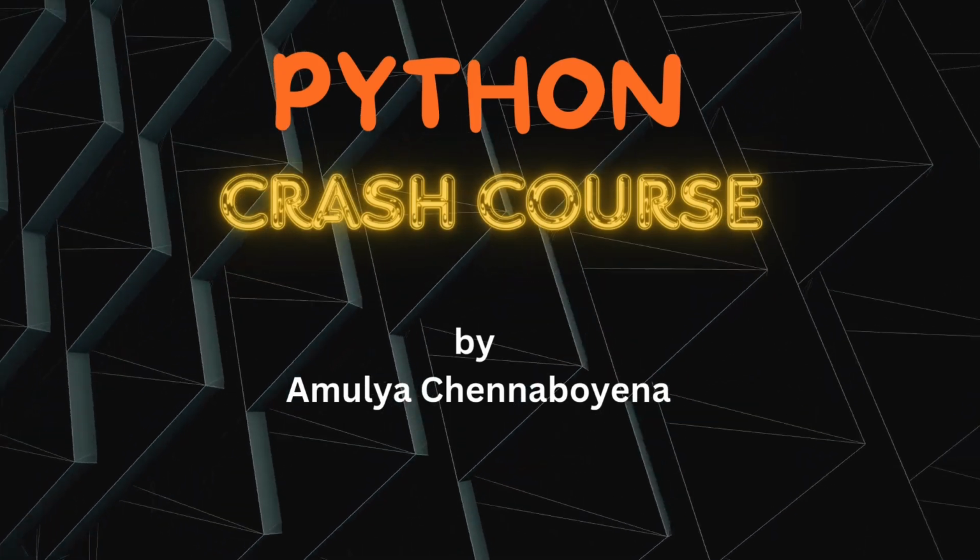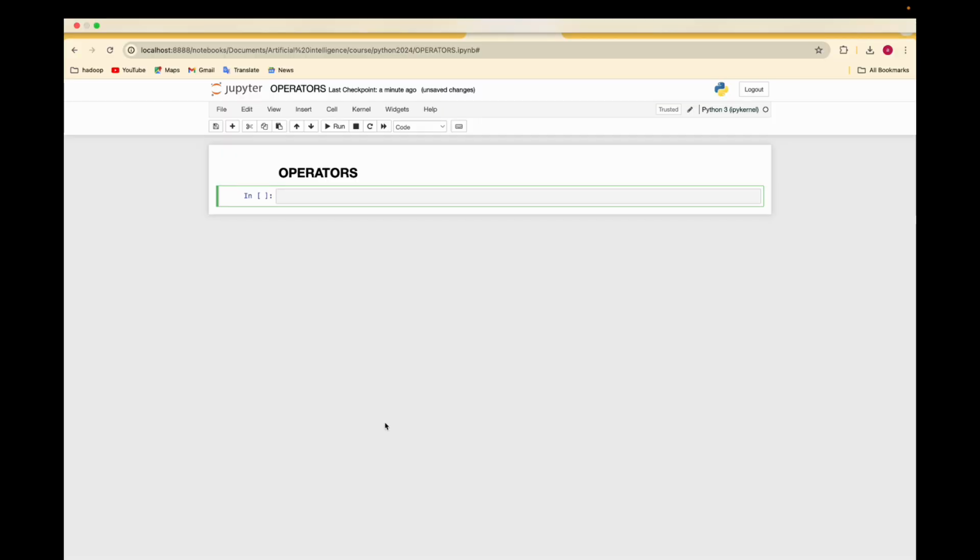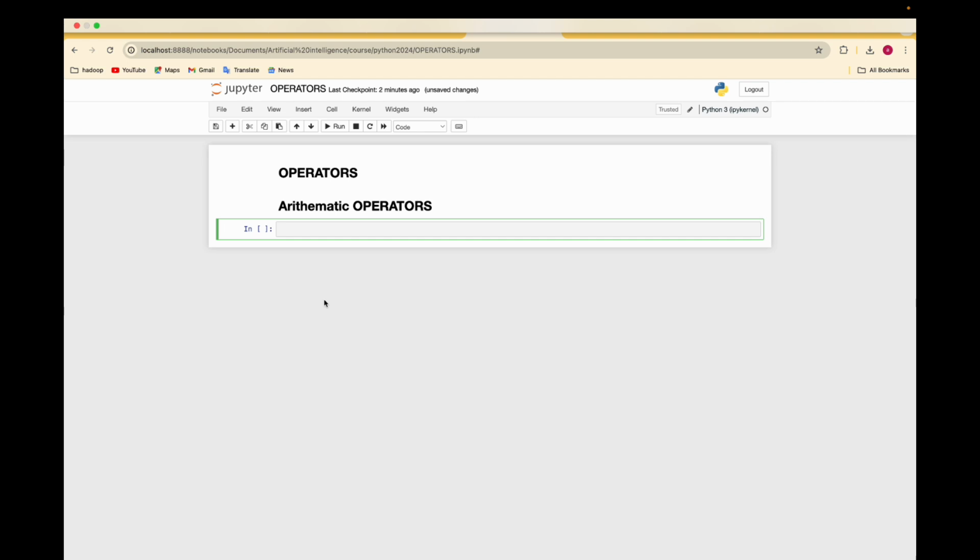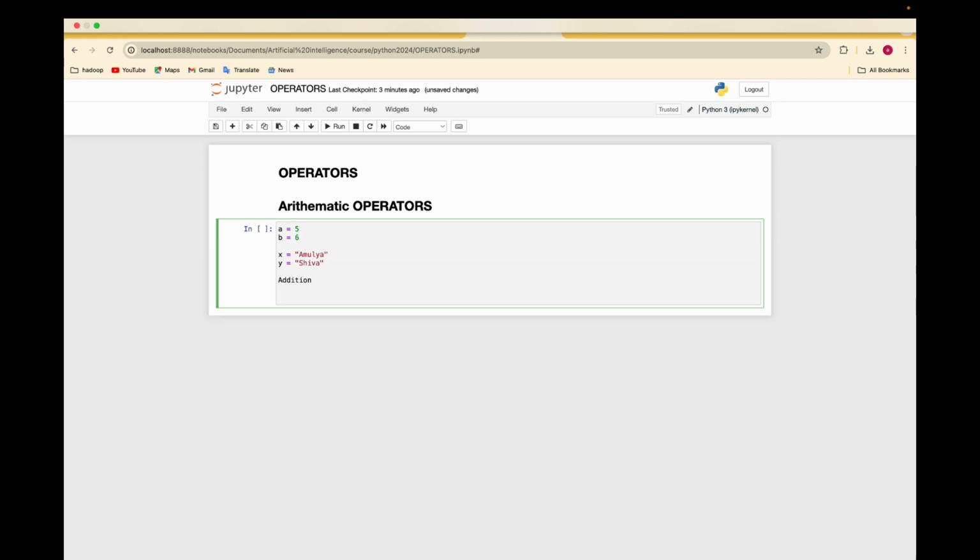Let's get started. Operators are special symbols in Python which are used to perform operations on variables or values. Let's talk about arithmetic operators. Let's consider a equals 5, b equals, let's take 6. Addition: c equals a plus b, c.